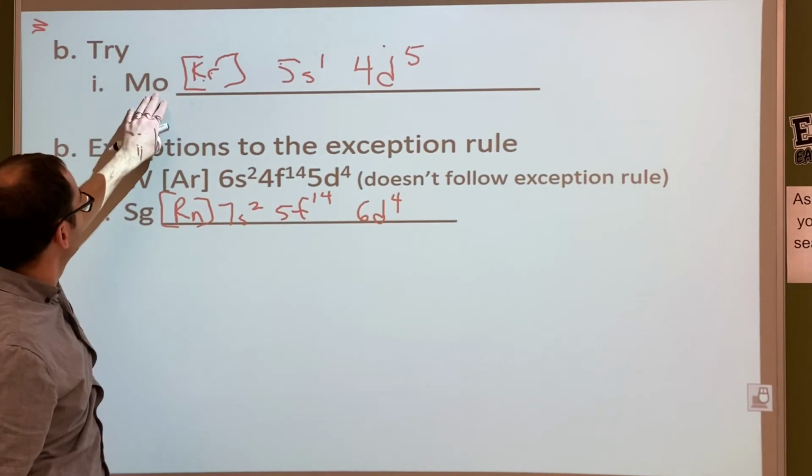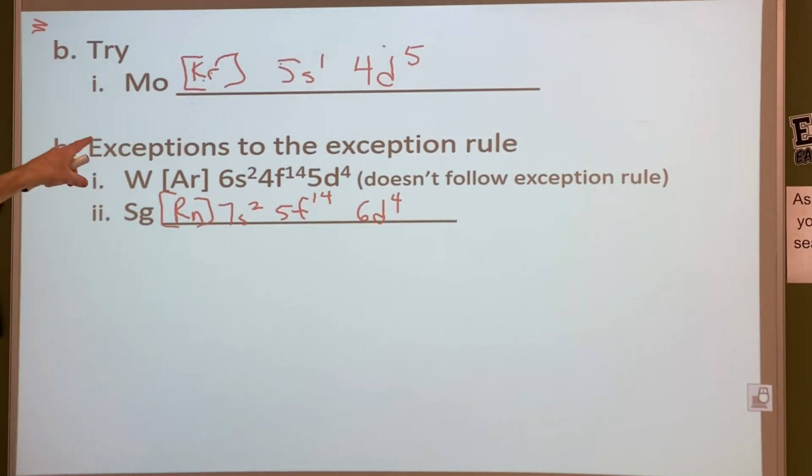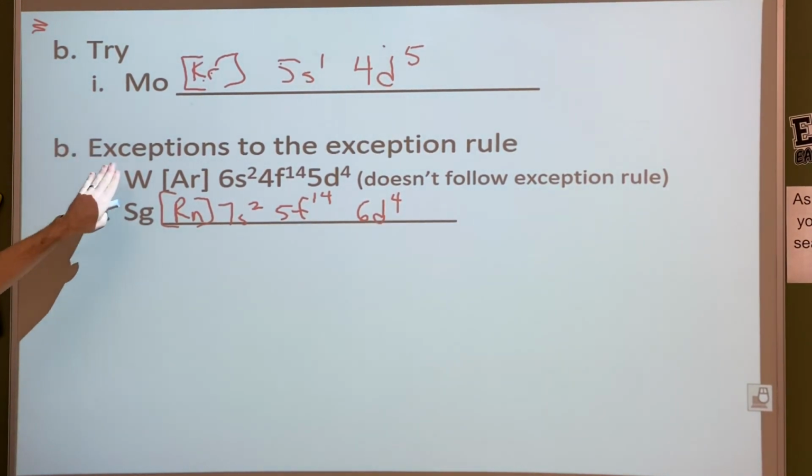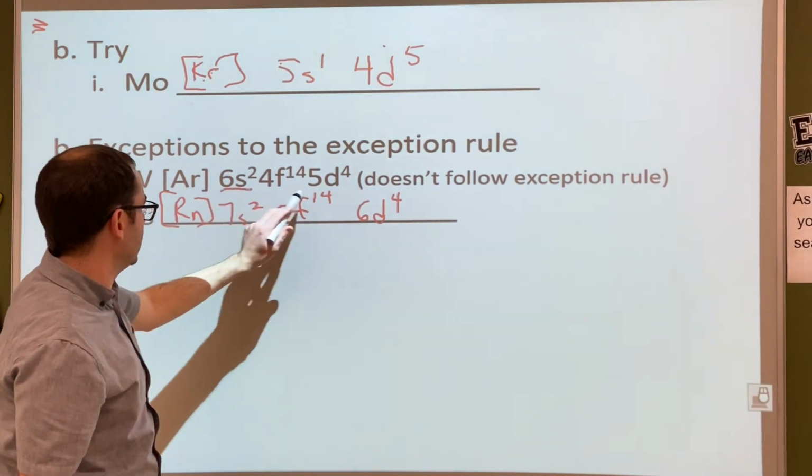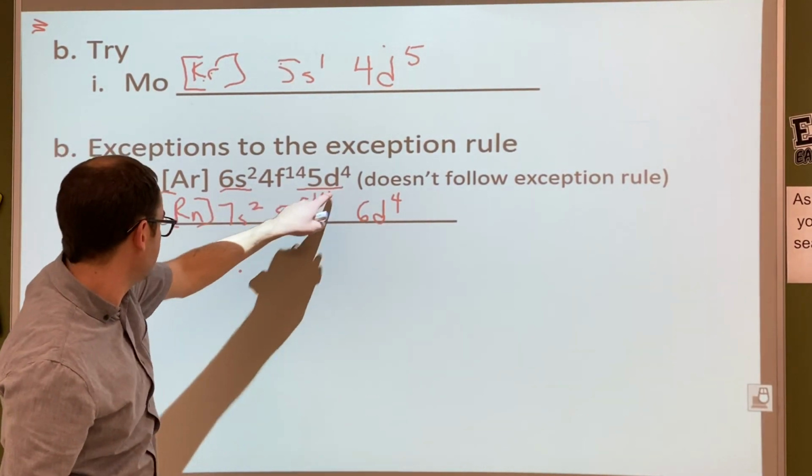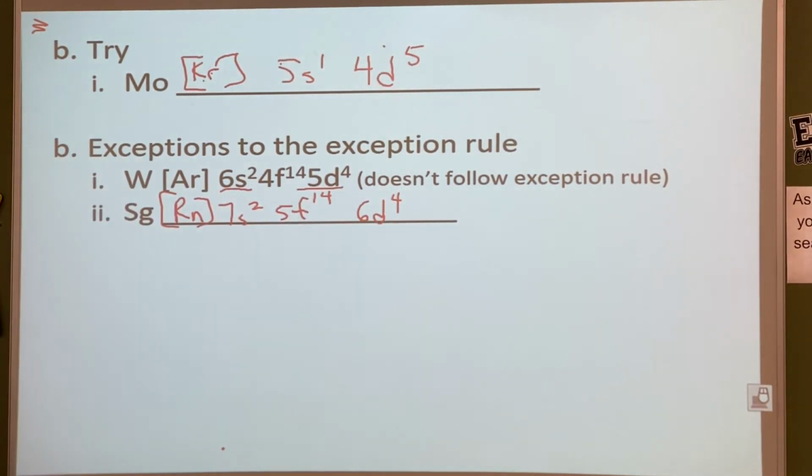All right. Okay, so molybdenum comes up with this krypton 5s1, 4d5 because it does the exception rule, and then these are exceptions to the exception, so they don't do that shift. So you get s2, d4, s2, d4.